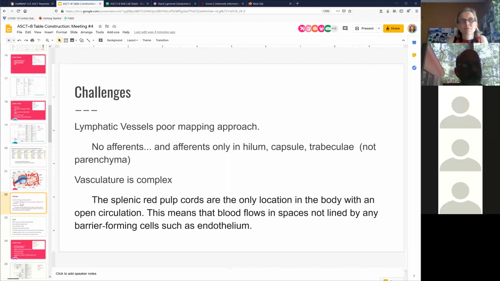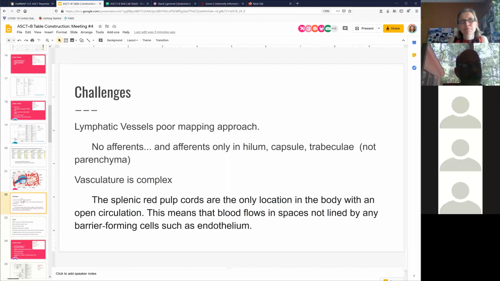So our challenges. The lymphatic vasculature isn't a great mapping approach either, at least in the spleen, because there are no afferent lymphatic vessels. And what is there is not located in the parenchyma. It's in the trabecula and the capsule and the hilum. That was what I originally looked at: could we get around the vasculature by following the lymphatic vessels? But it really looks like that is probably also not the way to go with the spleen.